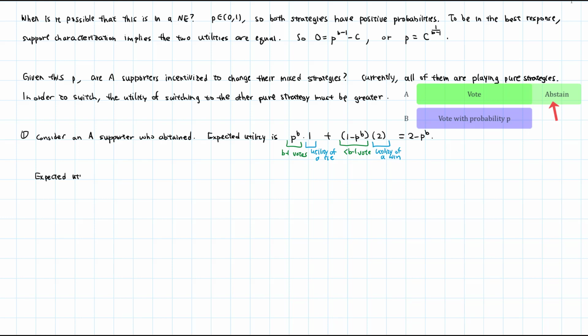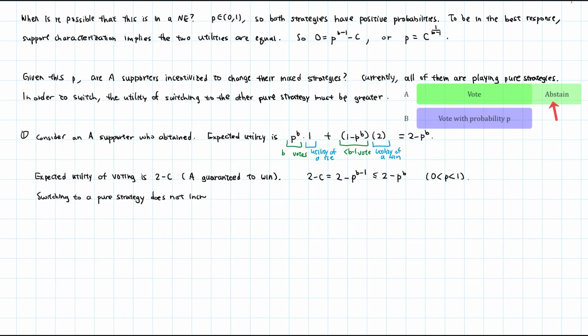And the expected utility for voting is 2 minus C. That is because if they change from abstaining to voting, then A is guaranteed to win. So 2 minus C is equal to 2 minus P to the B minus 1, which is less than or equal to 2 minus P to the B, since P is between 0 and 1. So switching to a pure strategy does not increase utility. So switching to any mixed strategy does not increase utility. There is no reason to switch.